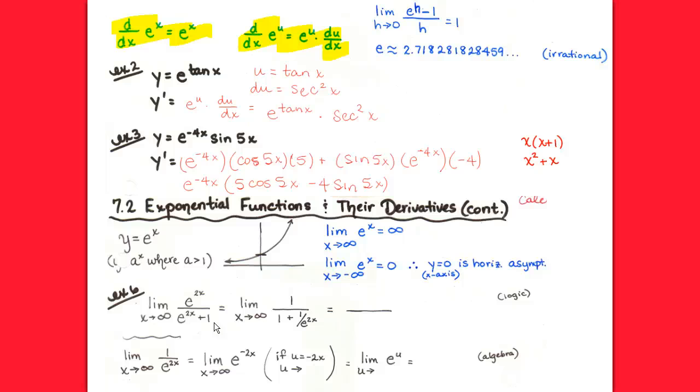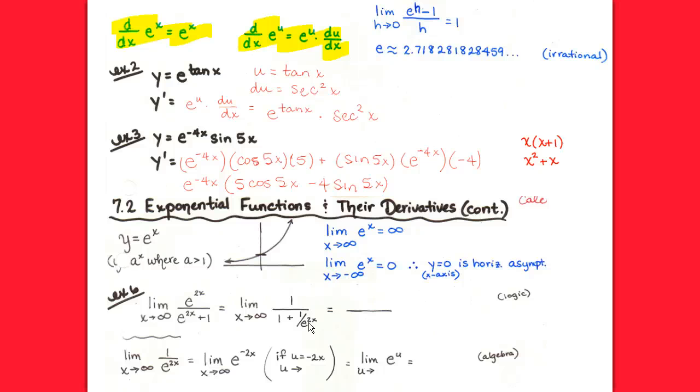So in the denominator, I have e to the 2x. So if I take and divide everything by e to the 2x, e to the 2x divided by e to the 2x is 1. And then 1 divided by e to the 2x. All right, what's the limit of any constant?